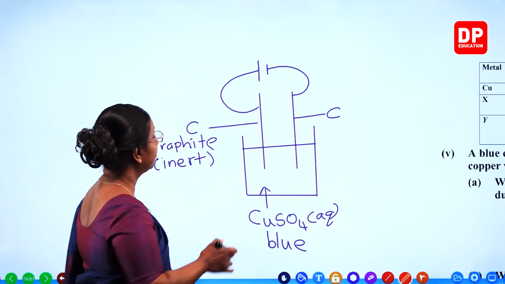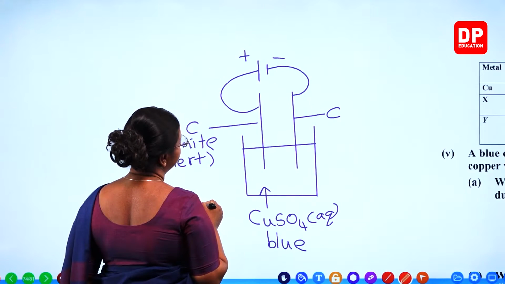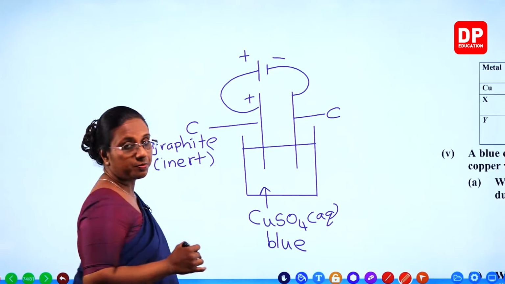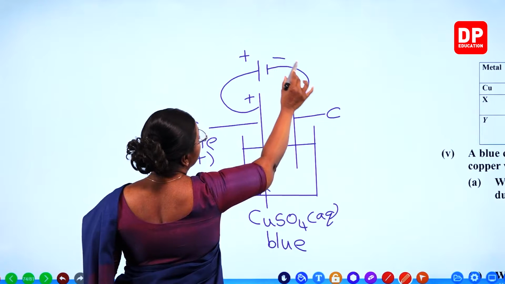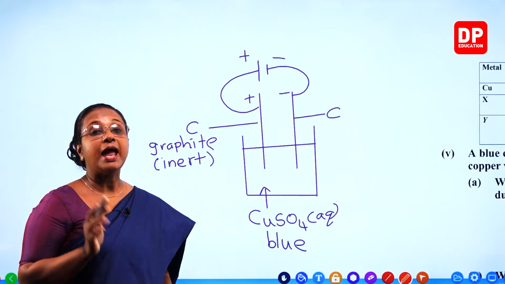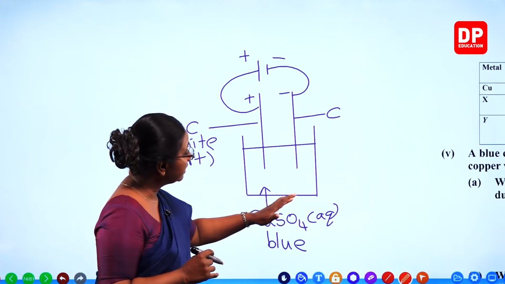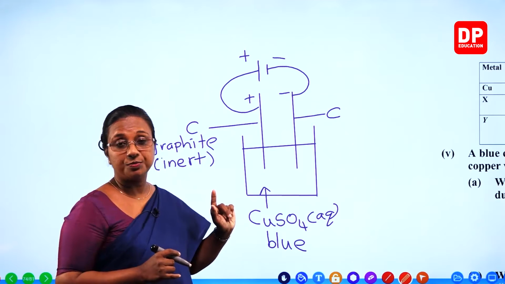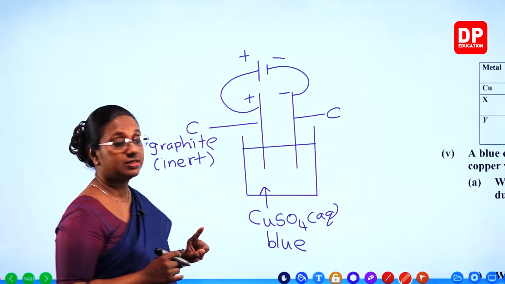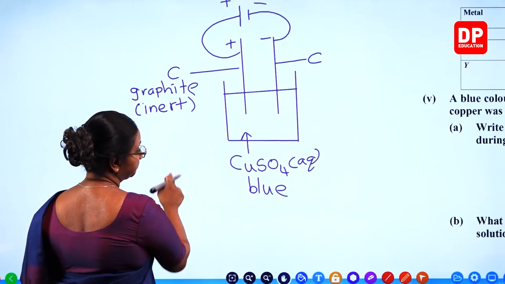So, graphite electrode, and then you all know when this is positive and negative, the terminals, the electrode connected to the positive terminal becomes the positive electrode and the electrode connected to the negative terminal becomes the negative electrode. And by convention, the negative ions or the anions migrate towards the positive electrode and the cations or the positive ions migrate towards the negative electrode. So here, what are the ions present?